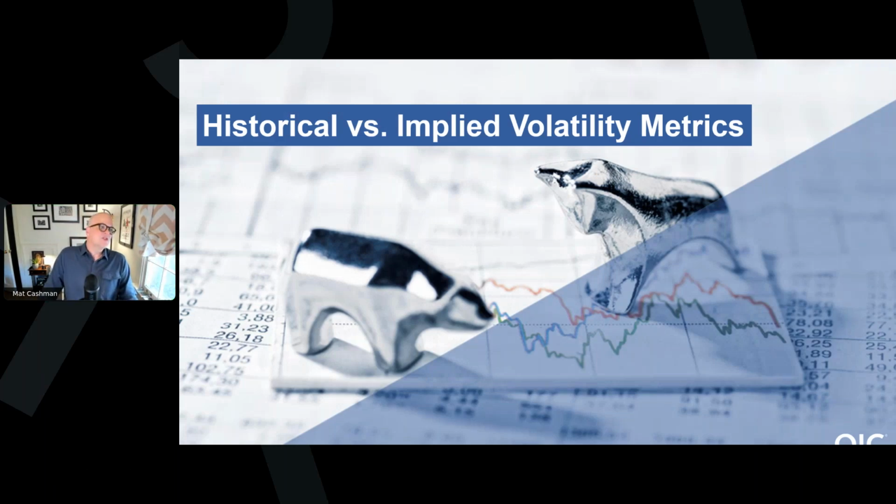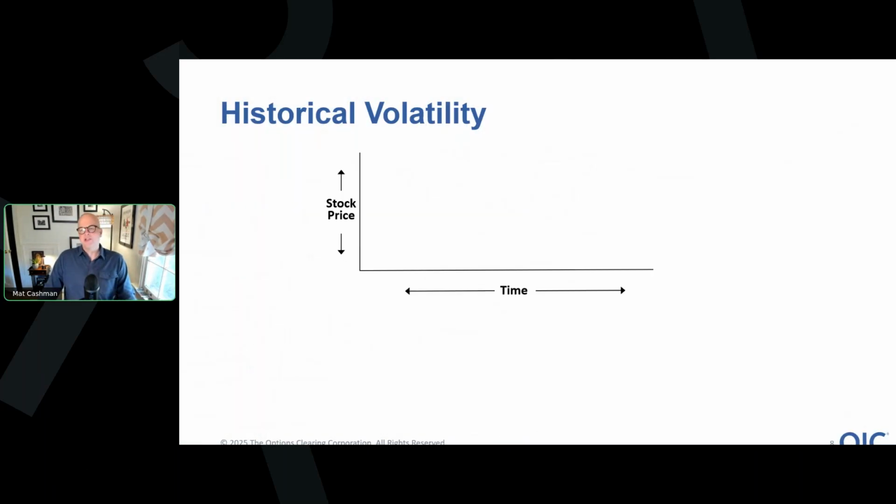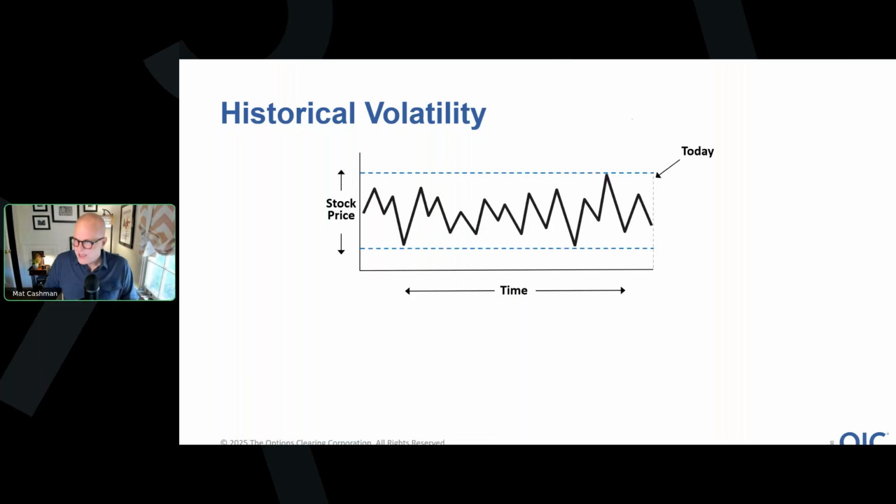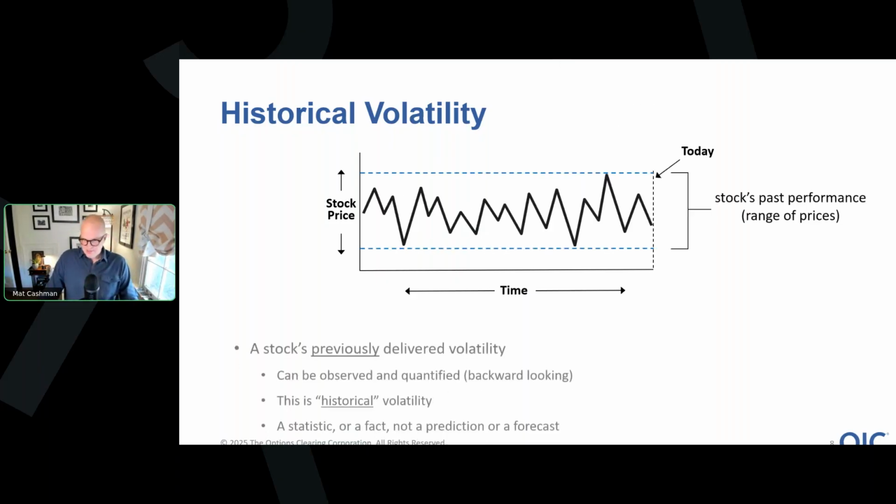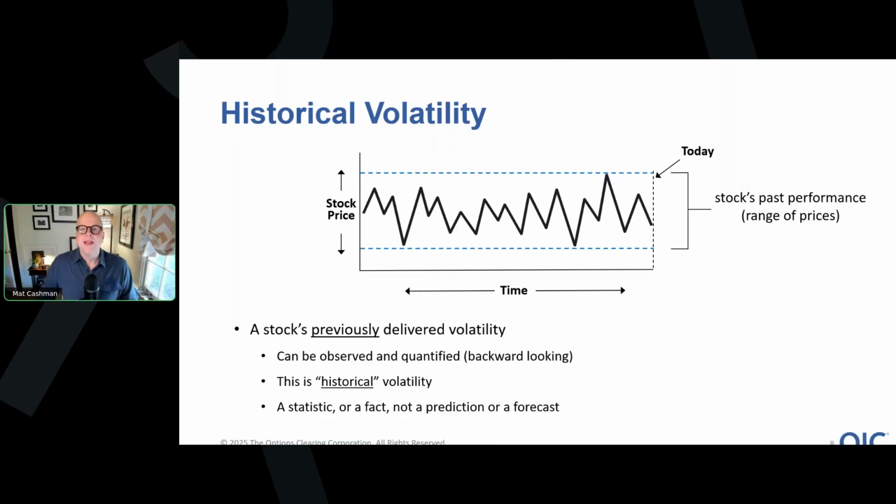So historical and implied volatility metrics. Historical volatility is merely how much something has moved over the last N number of days. So if you're looking at a 10-day historical vol, what you're looking at is how much that thing has moved over the last 10 days. And if you're looking at a 30-day historical vol, you're looking at how much that thing has moved over the last 30 days. Generally speaking, this is measured on a close-to-close basis, not intraday.